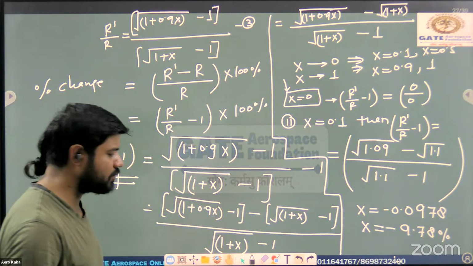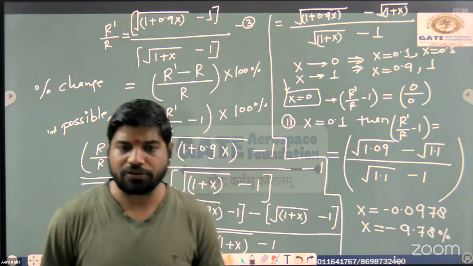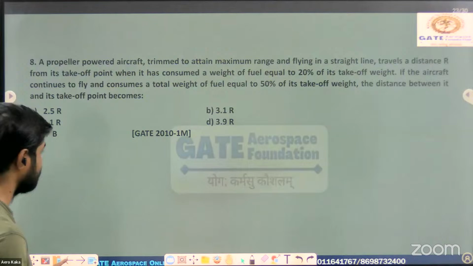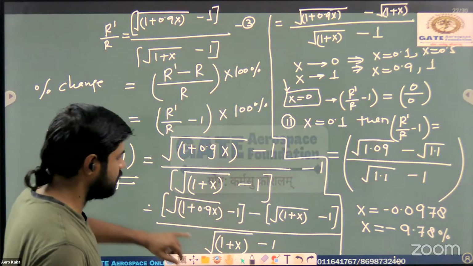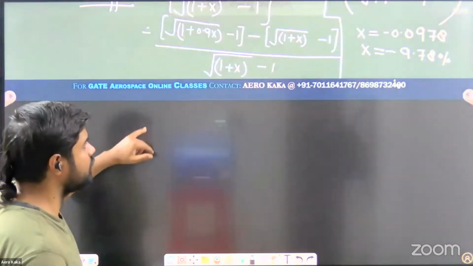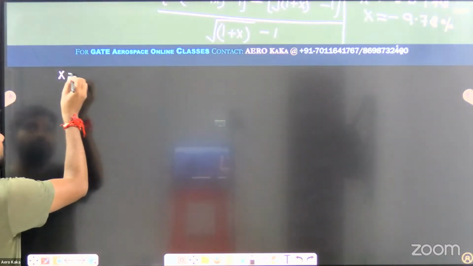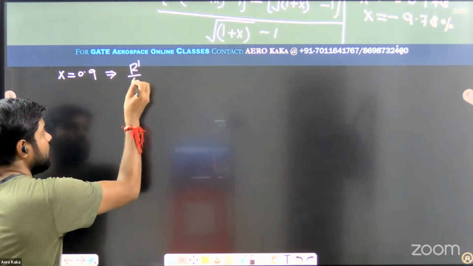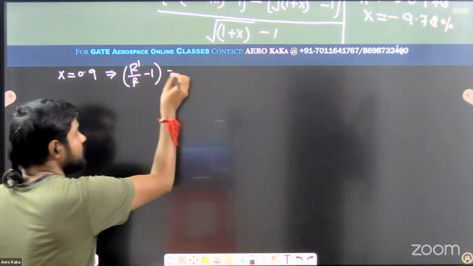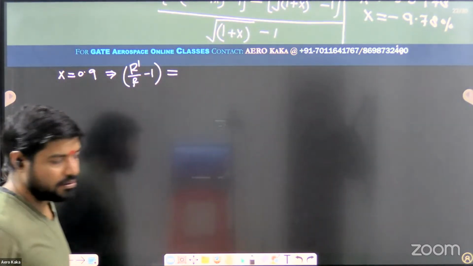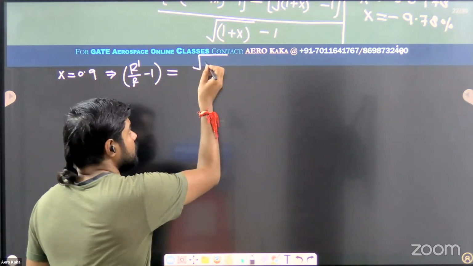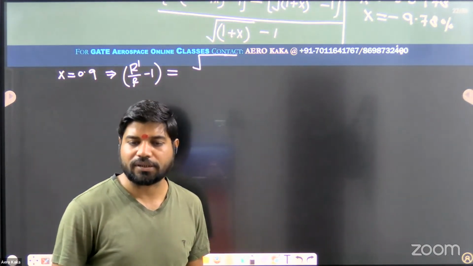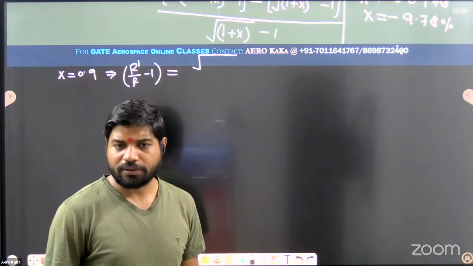Okay. Suppose take another value. Let's consider x is equal to 0.9 hypothetically. Consider x is equal to 0.9 here. Then what is this r prime upon r minus 1? How much we'll get? Root of 1 plus 0.9x, right? So how much we'll get? Root of 1.81 something? 9 nines are 81.